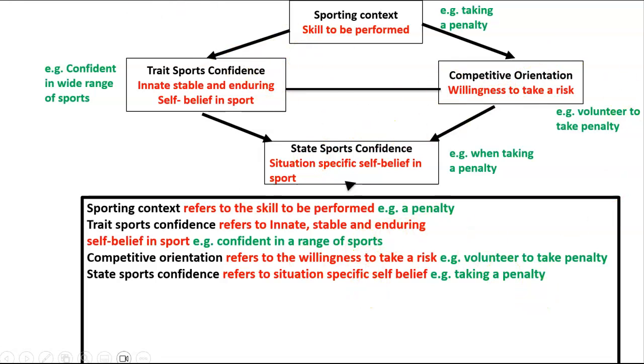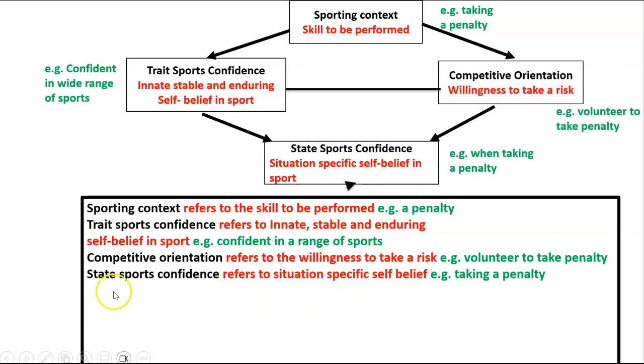If you look at this model, what it's saying is that state sports confidence, or situation-specific confidence when taking a penalty, is directly influenced by the trait sports confidence we have alongside our competitive orientation when taking a penalty. So that is what this model is saying so far.